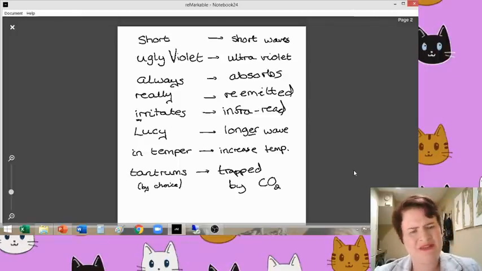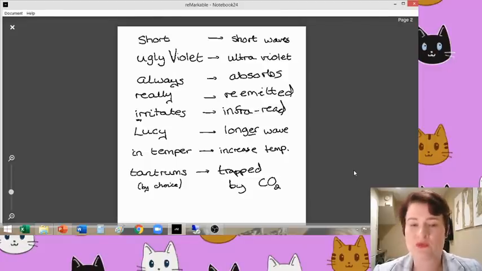Okay, so that's kind of a silly way to remember it. It might be helpful for you. You might want to think of another way to remember it, just like we did for the other thing. But this is the one that I've been using recently. So: short ugly violet always really irritates Lucy in temper tantrums by choice. Short waves, ultraviolet, they're absorbed, then re-emitted. Infrared is a longer wave, the increase of the temperature, and is trapped by the CO2.